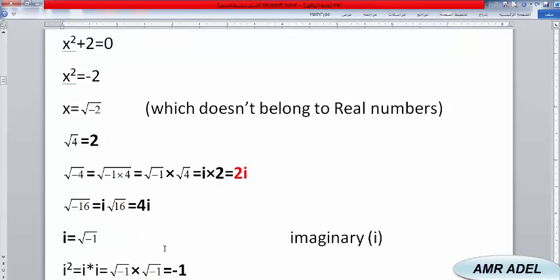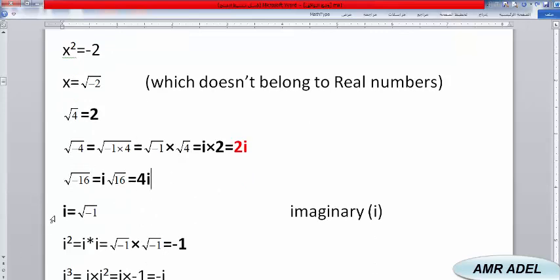So now we have to know the first thing, I, which is the square root of minus 1. If we have, for example, I square, it means I multiply I. I represents the square root of minus 1. Minus 1 under the square root, multiplied by itself, will be what? Minus 1.